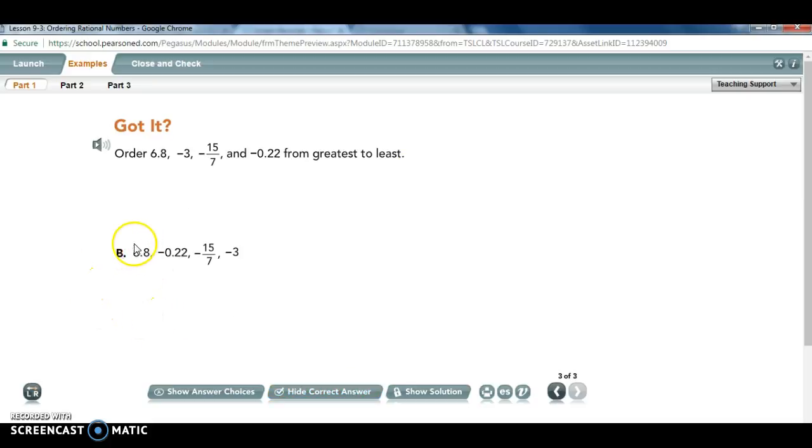6.8 is my greatest number on here. Then I have -22/100ths, -15/7. That one I can simplify to make it a little bit easier to read. I can rewrite it as -2 1/7, and I know that -2 1/7 is going to be less than -22/100ths, but greater than -3 on a number line.